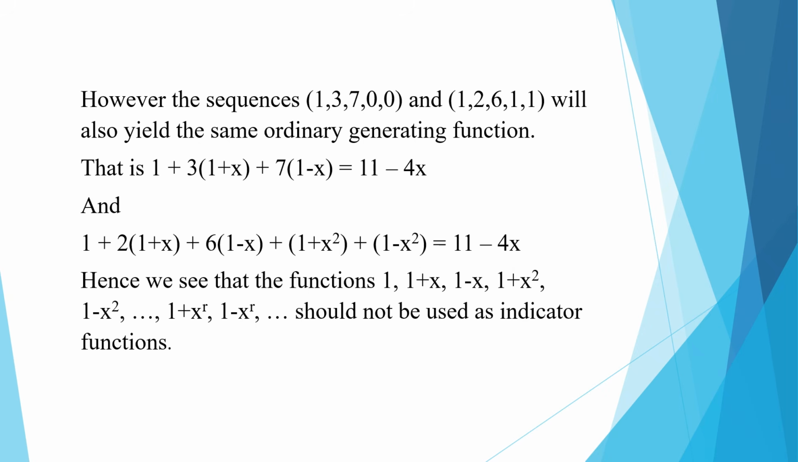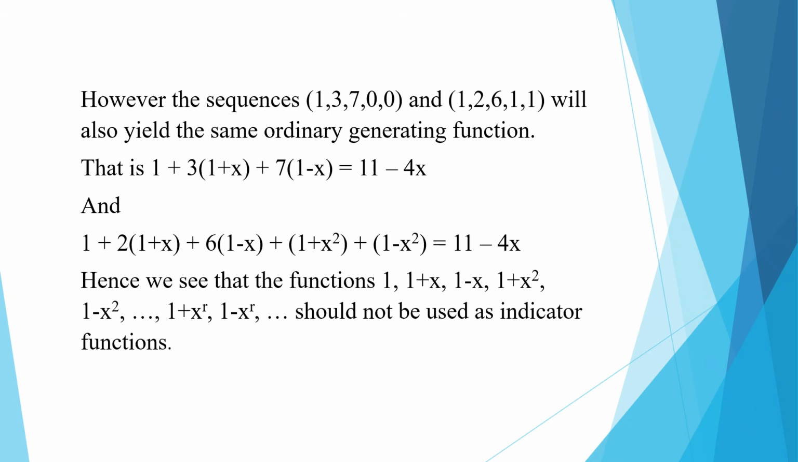However, when we consider another set of two sequences like 1, 3, 7, 0, 0 and 1, 2, 6, 1, 1, they will also yield the same ordinary generating function. That is, when we multiply the sequence and the indicator function, this is 1 plus 3 into 1 plus x plus 7 into 1 minus x. This on simplification gives 11 minus 4x.